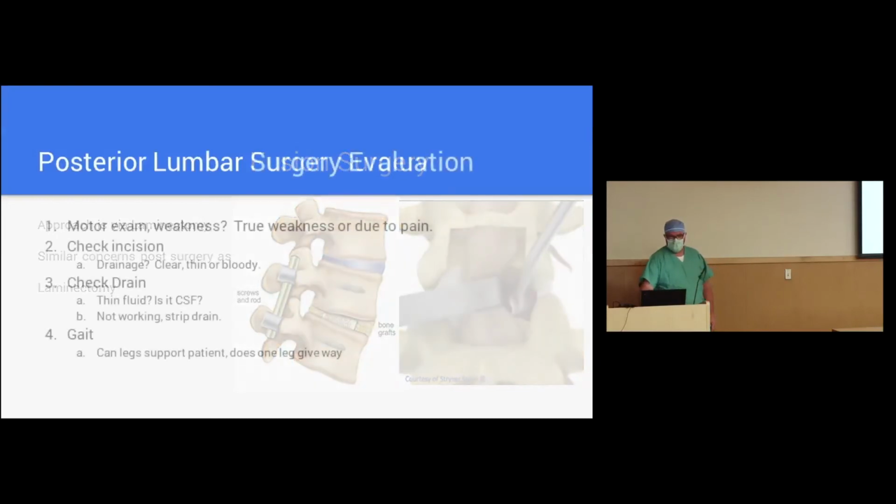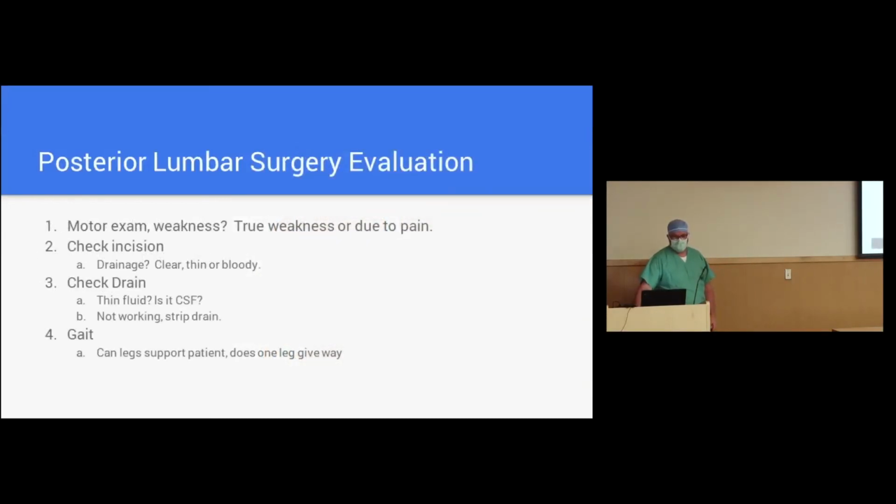So here's a couple of the things that you look at. Weakness, on their exam. Now, some patients after surgery, because their back hurts, they don't want to lift their leg all the way up, okay, because it hurts their back. So you have to kind of encourage them, say, hey, raise your leg up. I know it hurts, but just give me effort with it. And if they can get their leg up and resist you, then they're okay. So you have to assess, is it really that they can't move their leg, or is it because they hurt? The other thing I just mentioned was also checking the incision.